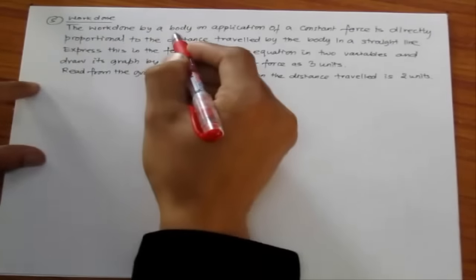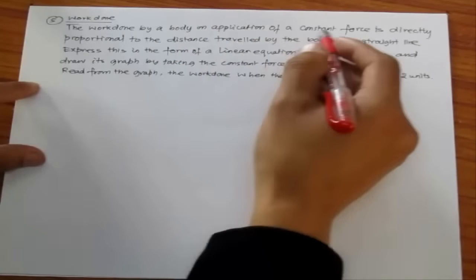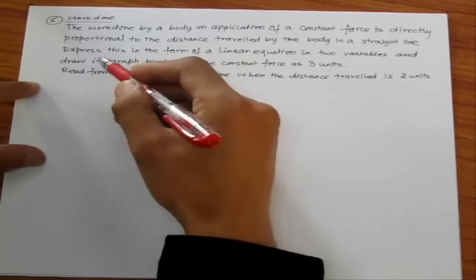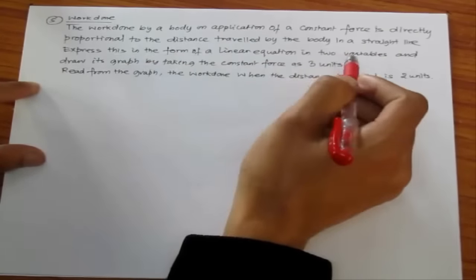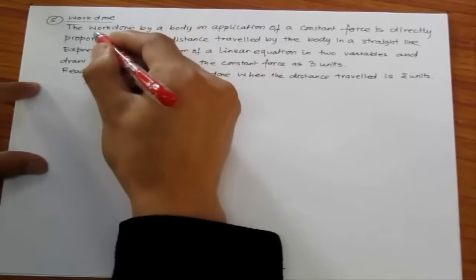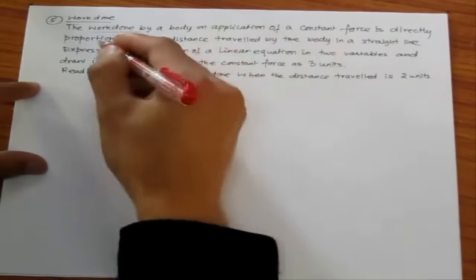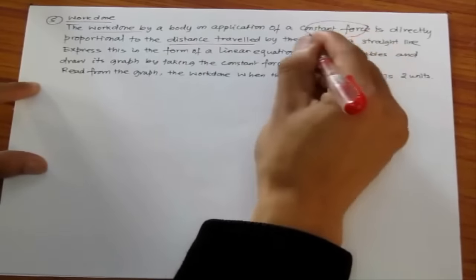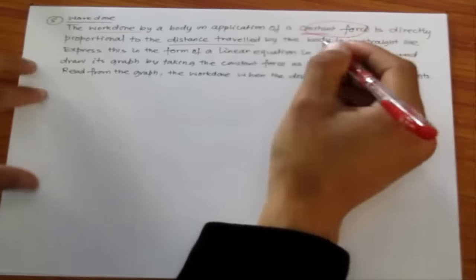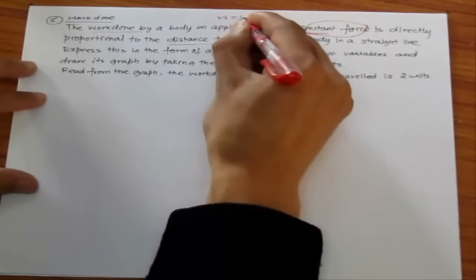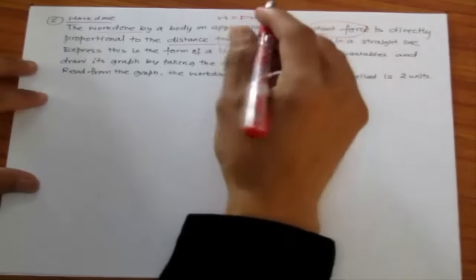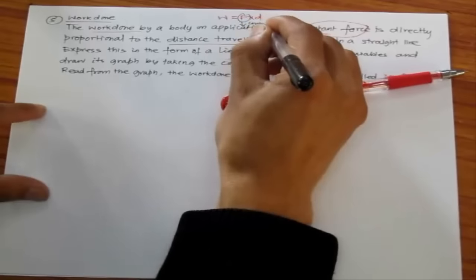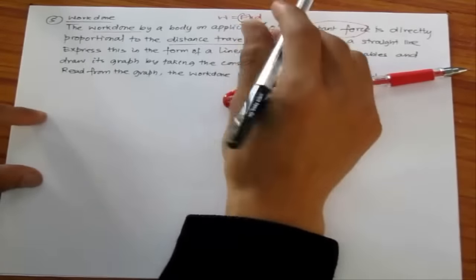The work done by a body on an application of constant force is directly proportional to the distance traveled in a straight line. So express this in the form of a linear equation in two variables. Here work done is directly proportional to the distance traveled, and the force is constant, right? So you need to keep in mind the work done formula: work done equals force into distance traveled, and the force is considered as constant. So we have two variables, work done and distance.